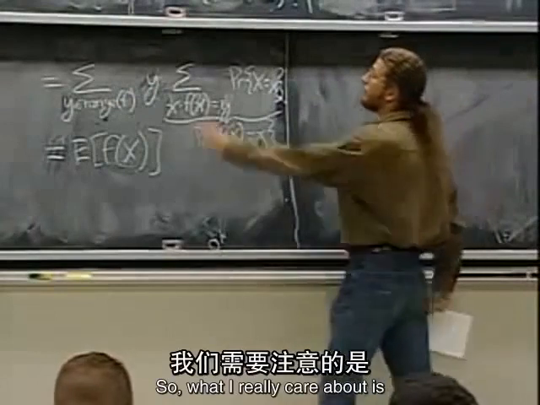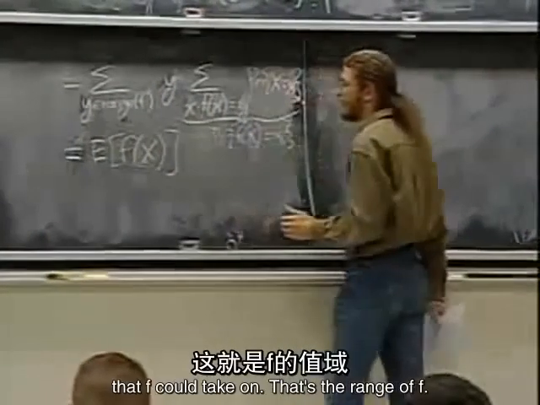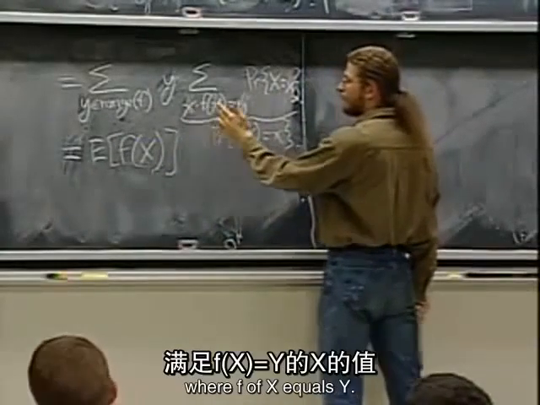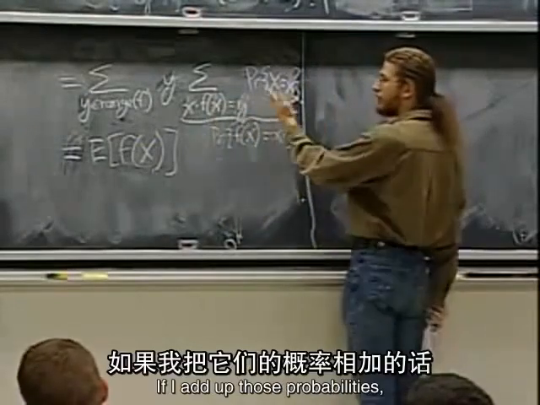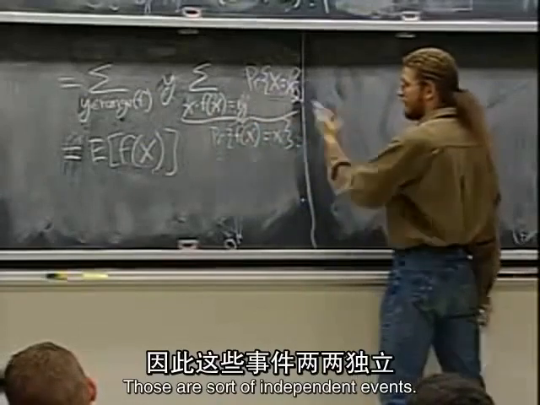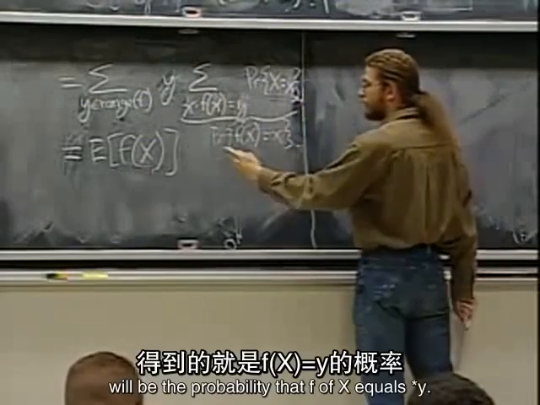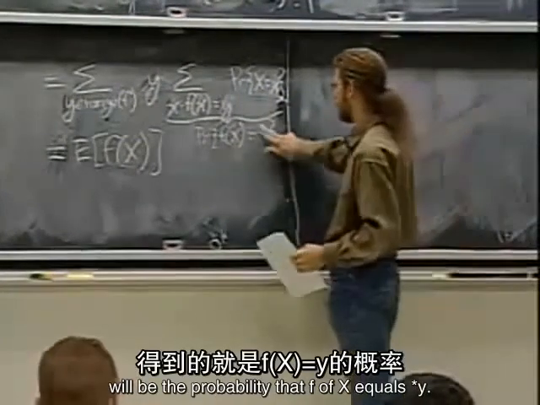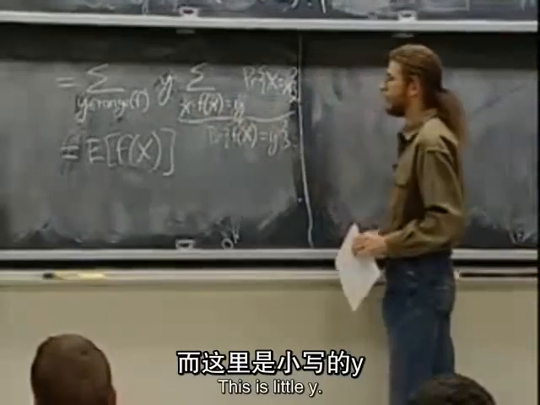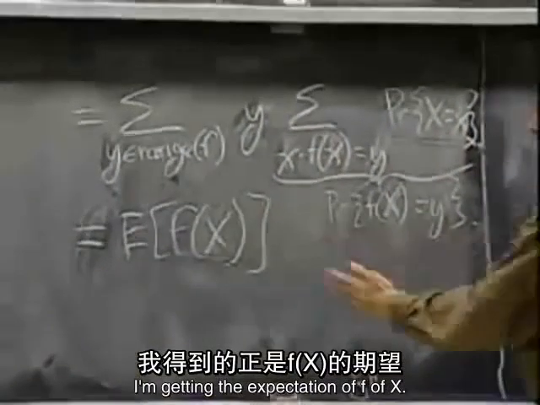So what I really care about is what value f of X takes on. Let's just call it y. Look at all the values y that f could take on. That's the range of f. And then I'll look at all the different values of x where f of x equals y. If I add up those probabilities, because these are different values of x, those are sort of independent events, so this summation will be the probability that f of X equals y. This is capital X. This is little y. And then if I multiply that by y, I'm getting the expectation of f of X.